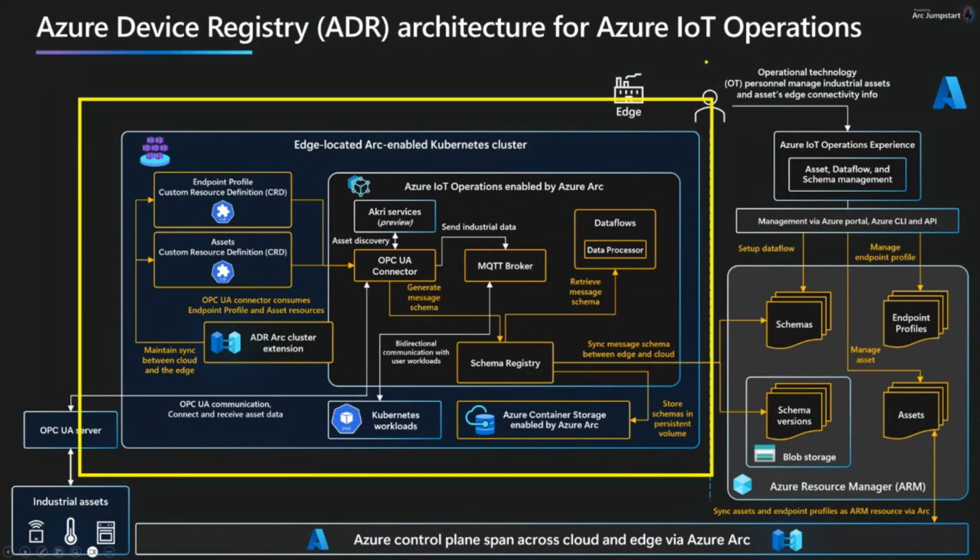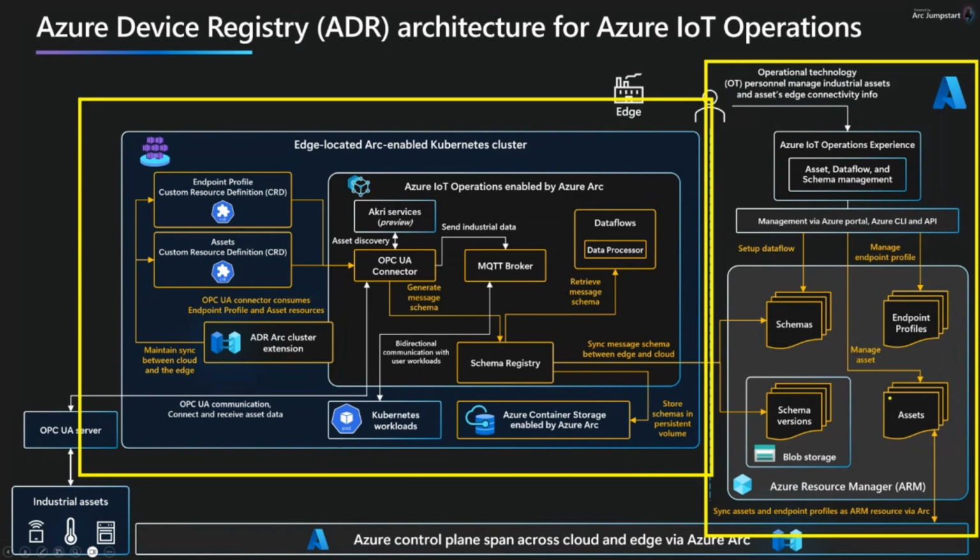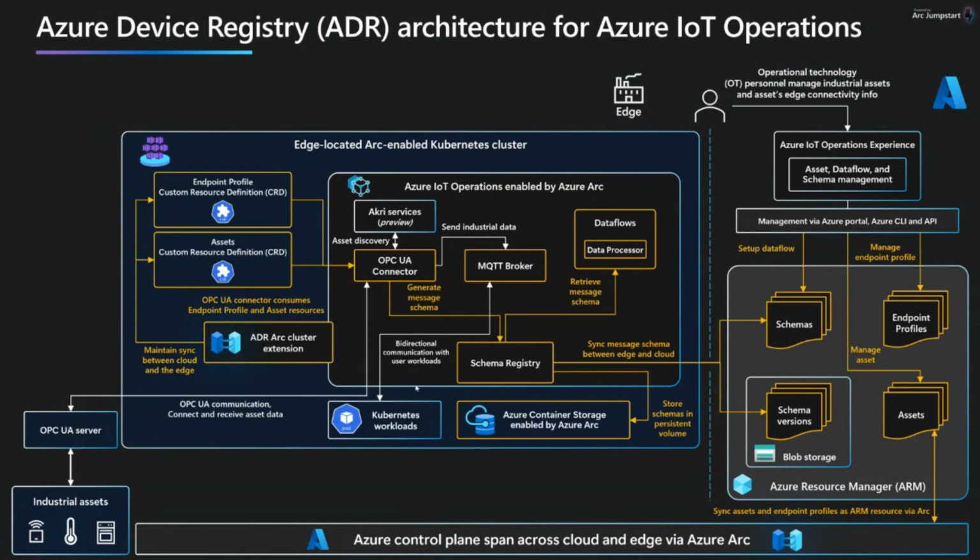And if we look all the way on the far right of the picture, we have the cloud portion of the diagram, which includes the operations experience, which is this purpose-built UX for operators looking to take control of their industrial edge from the cloud, and a lot of really exciting things that are tied to the schema registry that we'll talk about in just a bit.